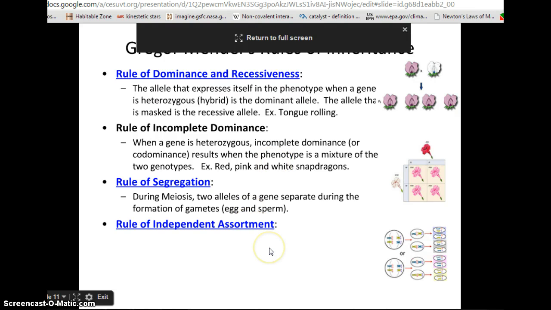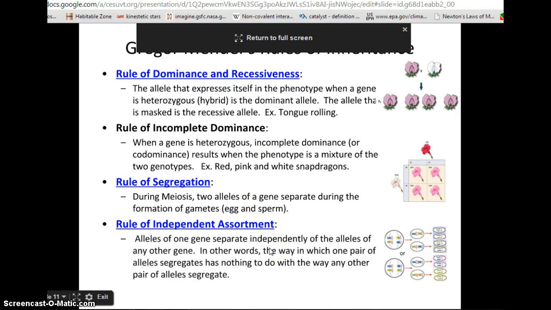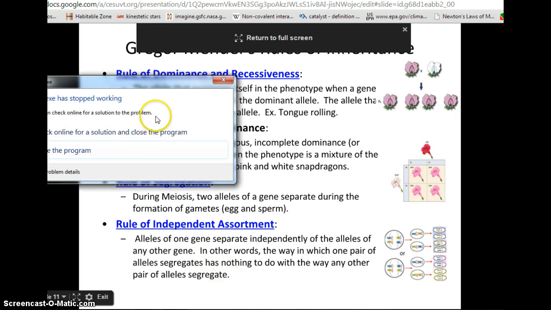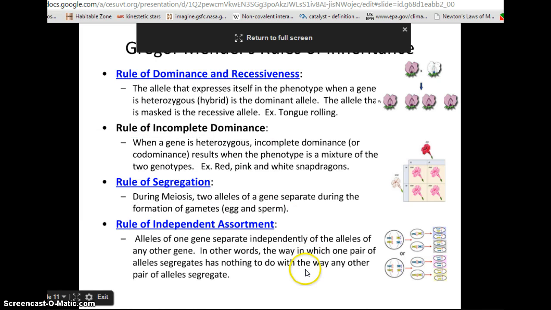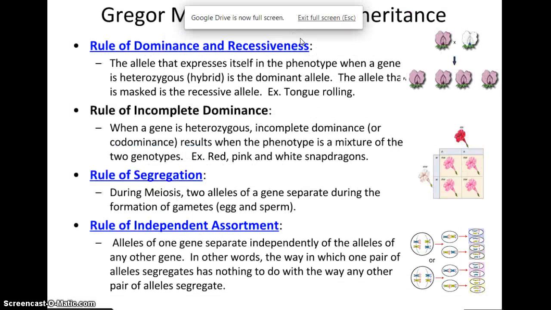So the law of independent assortment is that alleles of one gene separate independently of the alleles of any other gene. In other words, the way that one pair of genes segregate has nothing to do with the way the other pairs segregate. And that's it for Mendel.